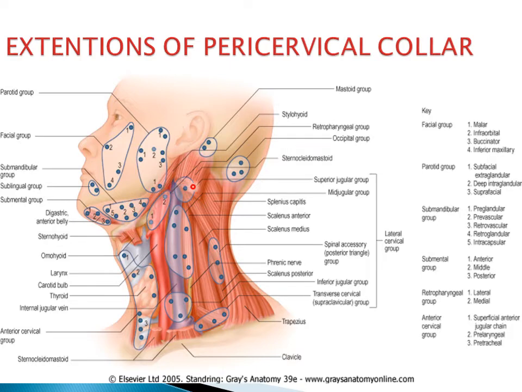Similarly, here you have the superior jugular group, which is also called the superficial cervical nodes. So there is a group of nodes called the superficial cervical nodes, which are actually seen as offshoots of the superficial parotid group of lymph nodes. So you have the facial group, superficial cervical group, and anterior cervical group. These are the anterior cervical group of lymph nodes. So these nodes are considered as offshoots or extensions of the pericervical collar.